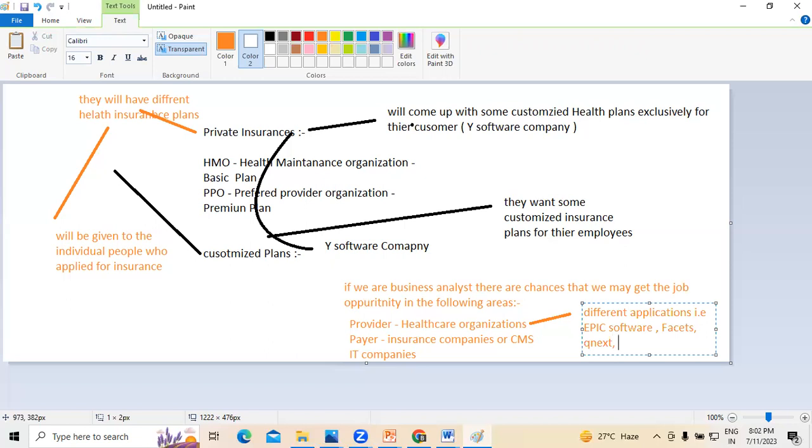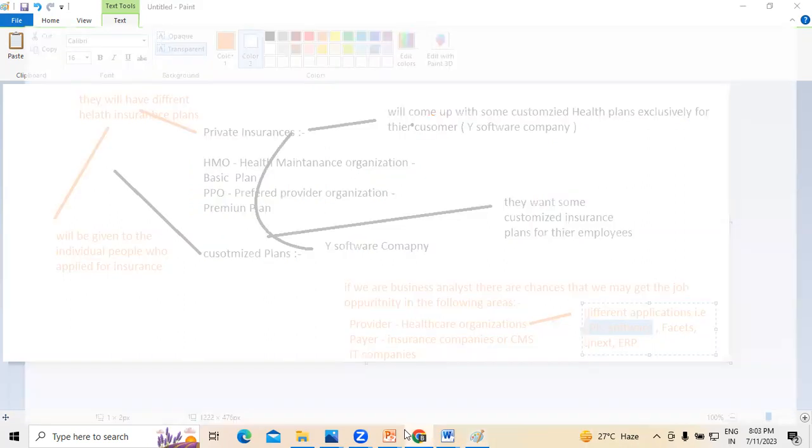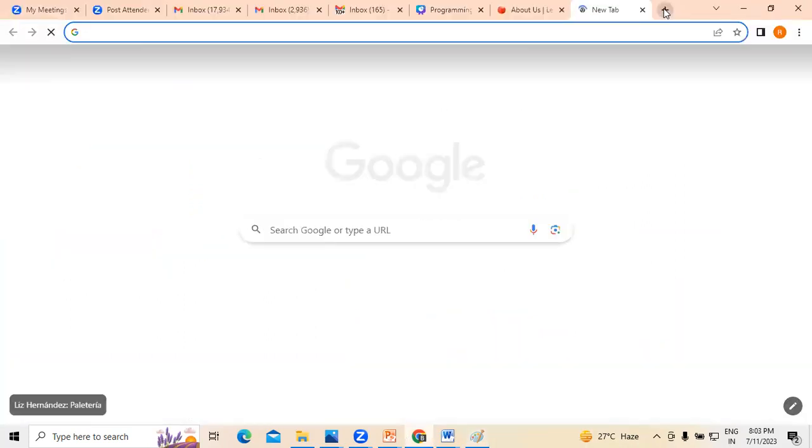Question: is Epic an ERP? ERP is separate. What does Epic do? Epic is a software which will be majorly used to manage a hospital. It's a hospital management system, simple. For example, if someone is running a hospital, there are different divisions. I will show you directly.